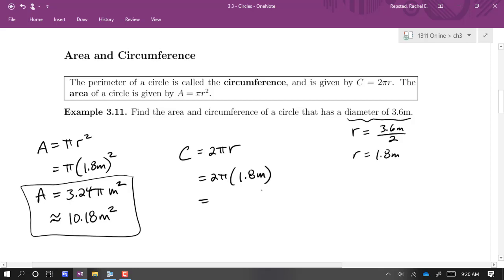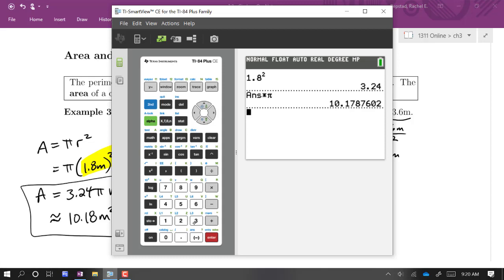So we see that the circumference will have units of just meters, whereas the area had units of square meters, and that's because we were squaring the 1.8 meters, right? That gives us square meters. And that makes sense. Area has squared units. The circumference is just a length, so that has units of just meters to the first. 2 times 1.8 is 3.6, so as an exact value, it is 3.6 pi meters. And we could approximate this as well: 11.31 approximately.